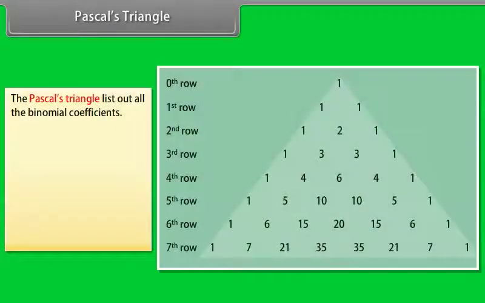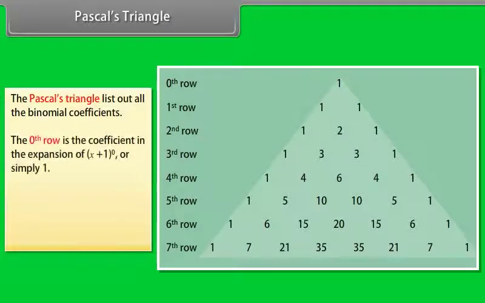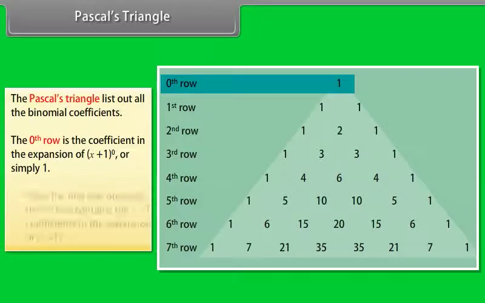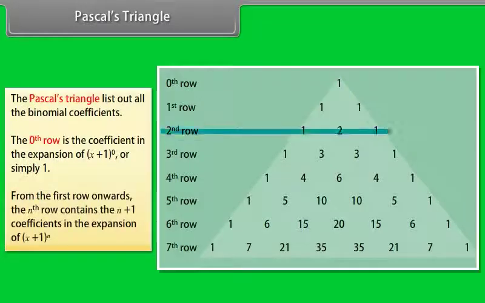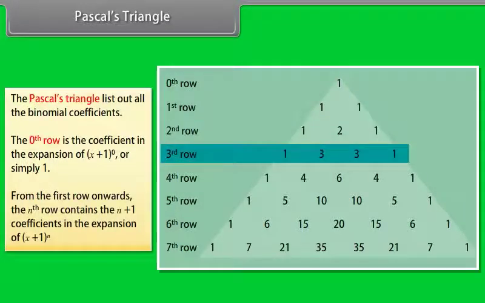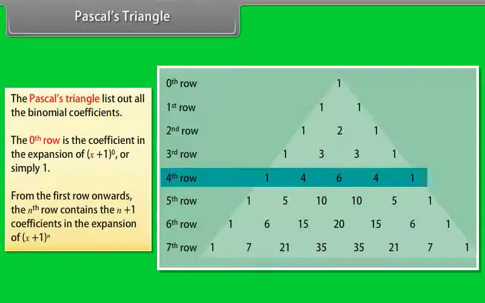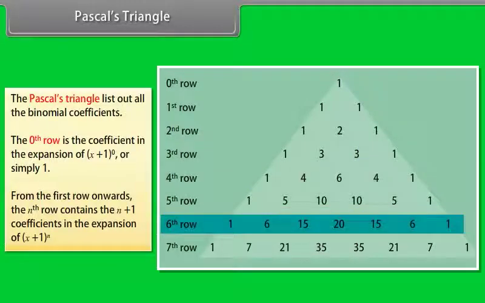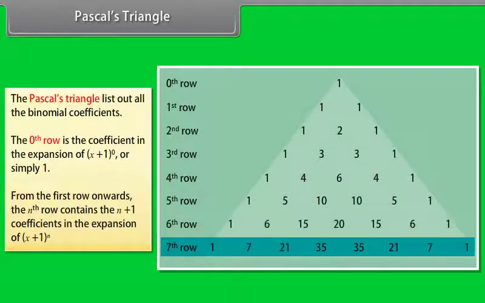Pascal's triangle. Pascal's triangle lists out all the binomial coefficients as shown in the figure given below. The zeroth row is the coefficient in the expansion of (x + 1)⁰, or simply 1. From the first row onwards, the nth row contains the n + 1 coefficients in the expansion of (x + 1)ⁿ.